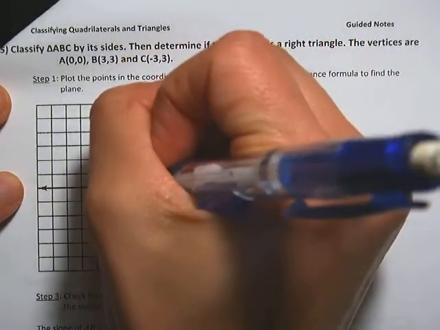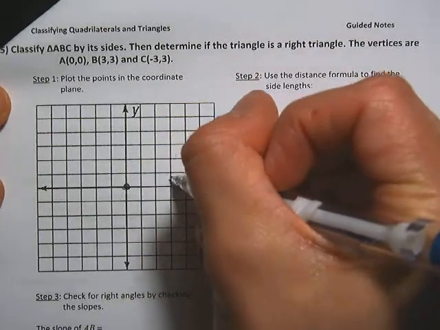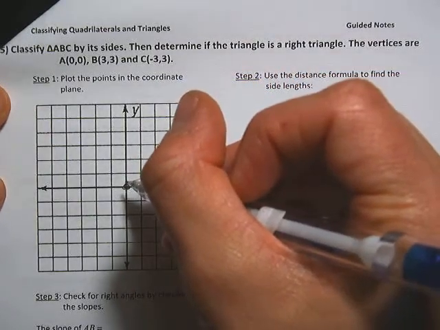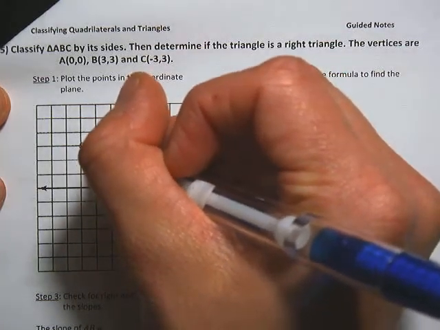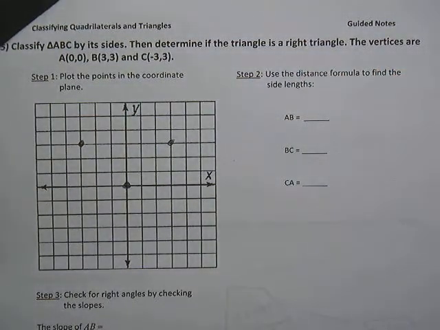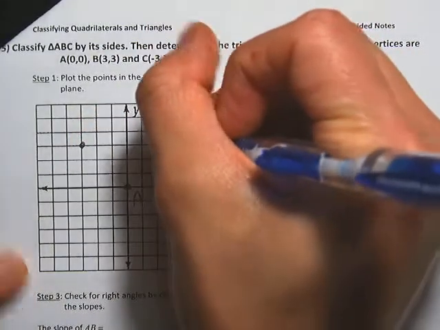graphing them. So A is at 0, 0. B is at 3, 3, and then C is at negative 3, 3. So 1, 2, 3, 1, 2, 3. So make sure you graph them correctly, because if not, then obviously you might classify it wrong. Okay, so this is A, this is B, this is C, and then I'm going to connect them.